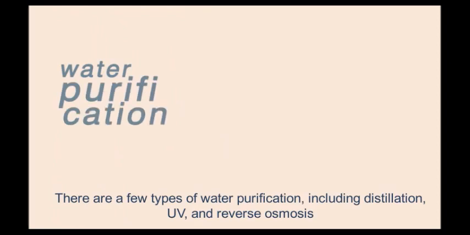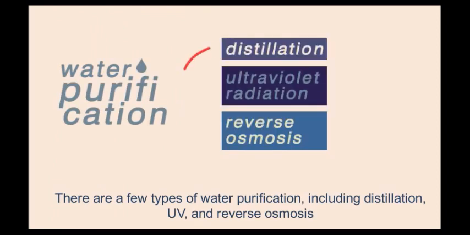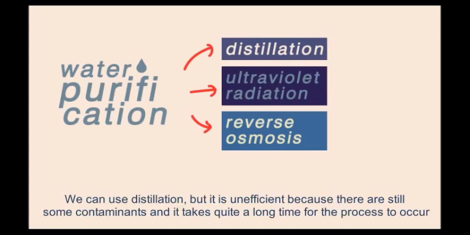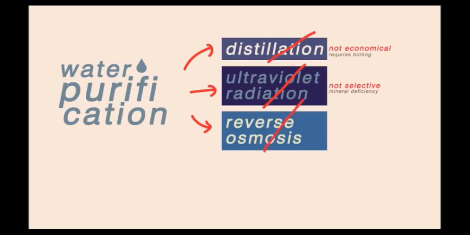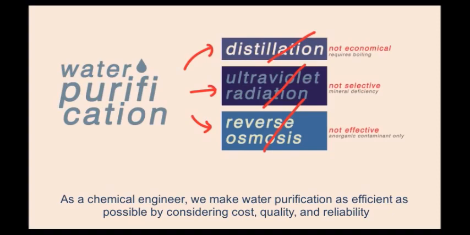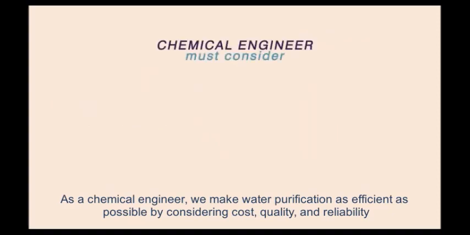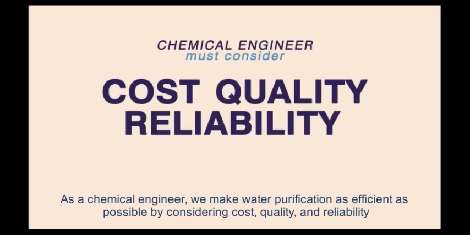There are a few types of water purification, including distillation, UV, and reverse osmosis. We can use distillation, but it is inefficient because there are still some contaminants and it takes quite a long time for the process to occur. As a chemical engineer, we make water purification as efficient as possible by considering cost, quality, and reliability.